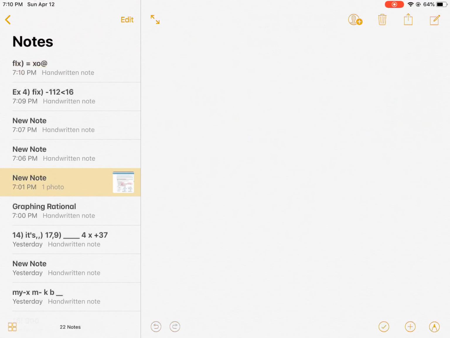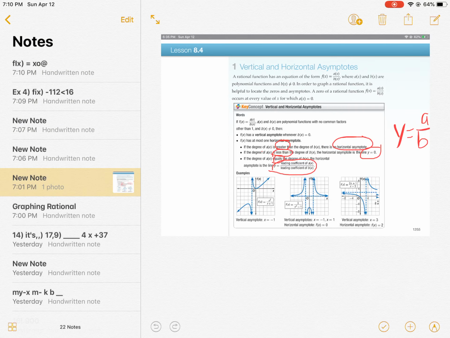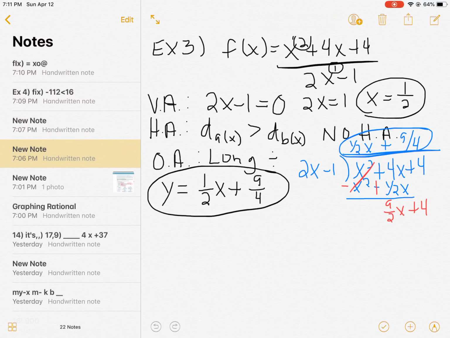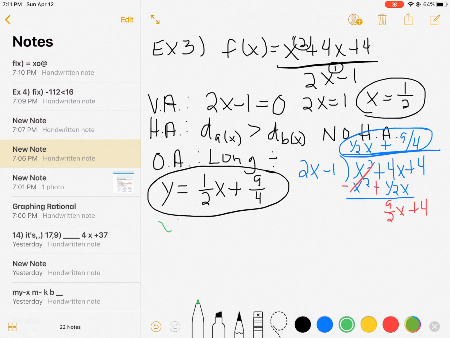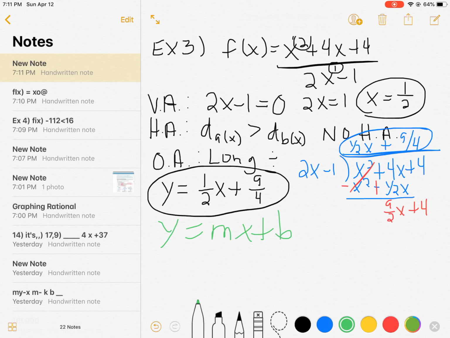Then when we look at our slide where we are determining our horizontal asymptotes, when the numerator is less than the denominator, automatically y equals 0. When they're equal to each other, automatically leading coefficient over leading coefficient. And when it's greater is when you have an oblique asymptote. And when we have an oblique asymptote, we have to do long division. When we get it in the form of y equals mx plus b, then we have our slant asymptote or our oblique asymptote.